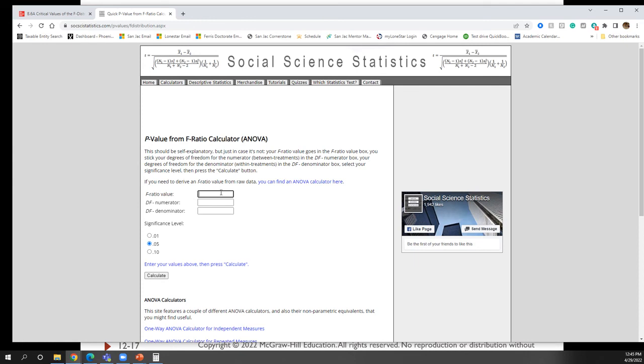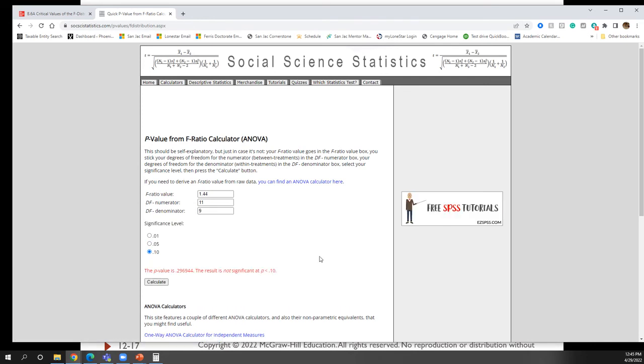So, F ratio value is going to be 1.44. DF numerator was 12. Actually, that was 11, sorry. Denominator is 9, because it looks at the degree of freedom. And technically our significance level is 0.10. Let's see what we get.